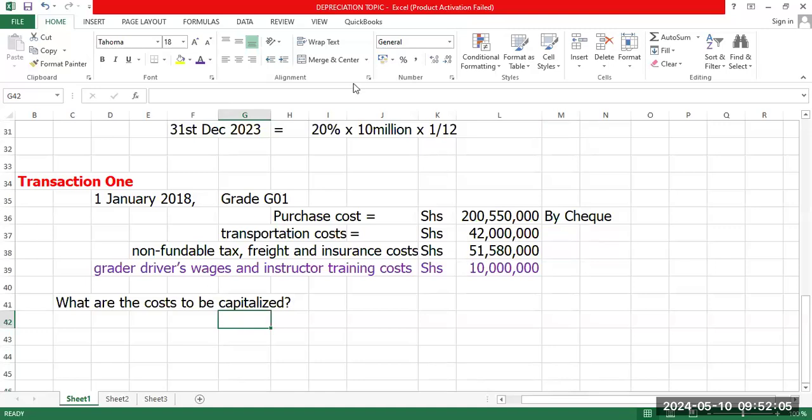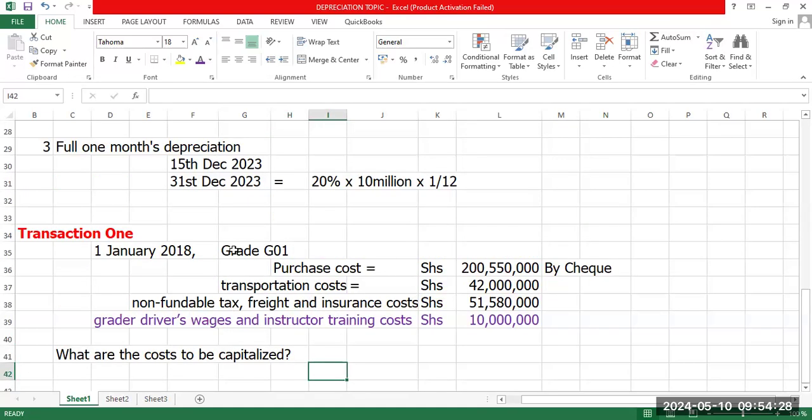Yes. Who has another different view? According to me, we know that wages are usually expensed, but this time they have been combined with the instructor's training, and what I know is that this person is trained once. You train him once and then he will carry on the job forever. So I think we have to capitalize it, since it is a one-time expense.